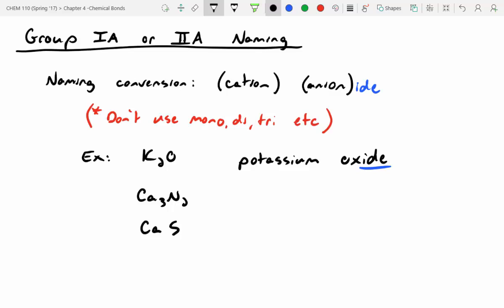Good question. So Ca3N2, what would we name that? Calcium nitrate. Calcium nitrate or what would the suffix be? It would be -ide. So calcium nitride.